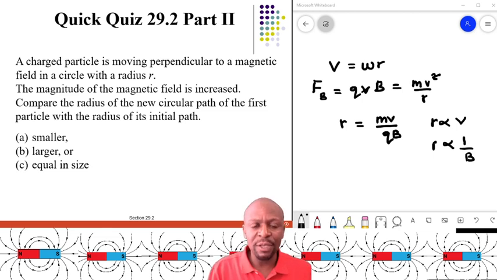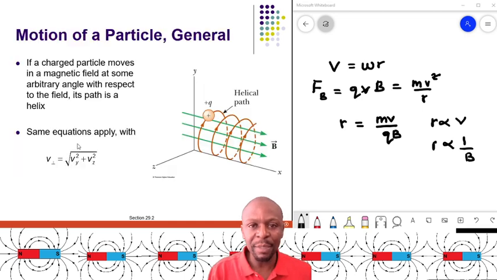Let us also do the second part of the quick quiz. A charged particle is moving perpendicular to the magnetic field in a circle with radius r. The magnitude of the magnetic field is increased. Now, compare the radius of the new circular path of the first particle with the radius of its initial path. If you increase the magnetic field, the radius will always decrease. As a result, the answer must just be A. The radius will just be smaller.